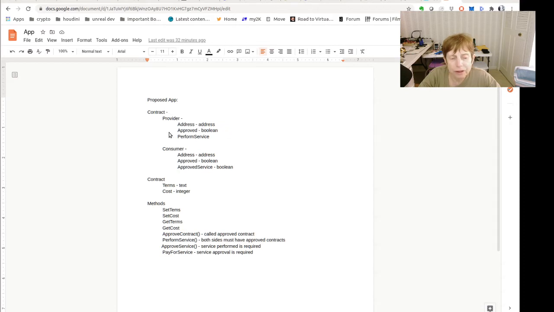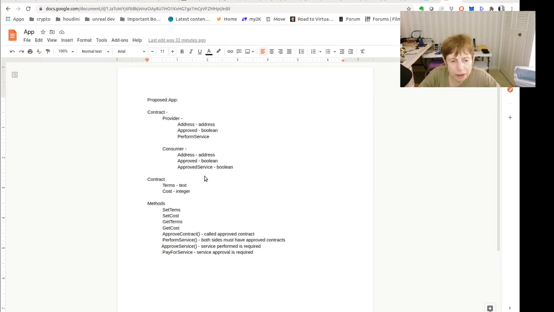The contract itself will have terms, which would be text, and costs that would be some kind of integer, like $1,000, or 1,000 coin or whatever it is. Maybe 1 Bitcoin.